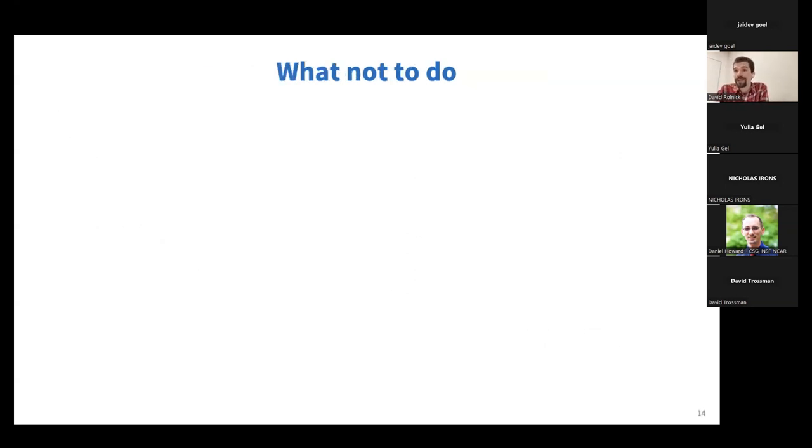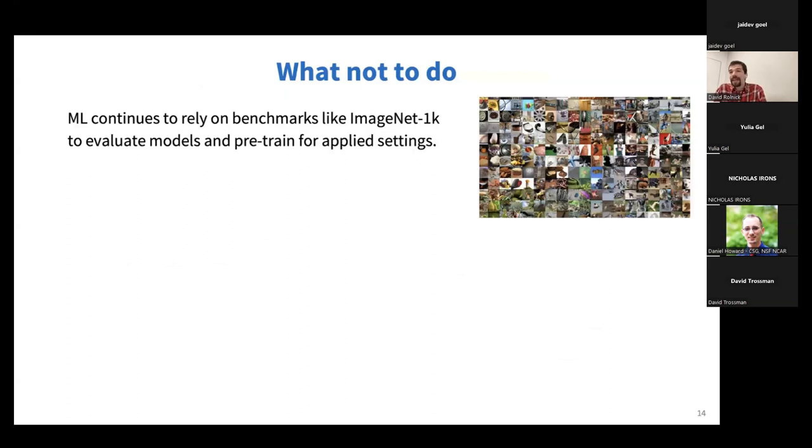Let's look at what not to do, first of all. I talked about ImageNet. ImageNet is a very popular data set for machine learning, in particular for computer vision. Computer vision relies very heavily on a few key data sets. ImageNet 1K, which is the smaller version of ImageNet, is a very popular one. It's used to evaluate models and to pre-train for applied settings. So pre-training is where you use the data from ImageNet to develop your model, and then you add a little bit of fine-tuning data later on.